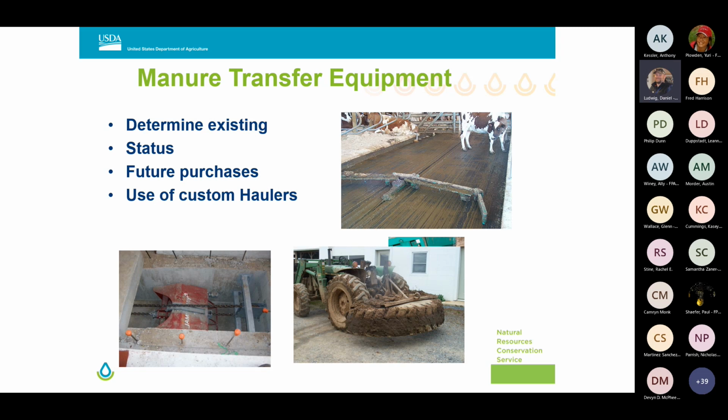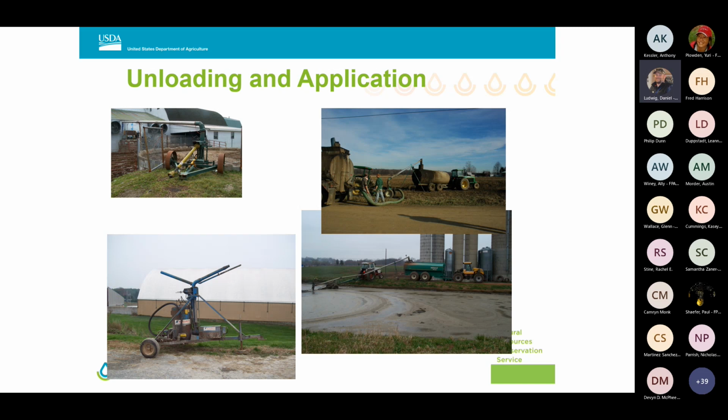Looking at what kind of transfer equipment is out there. Again, determining what they have, what the status of it is, and do they have the resources available for those future purchases? Or, a lot of times if they're doing a daily haul and looking to move to a liquid storage, are they going to need to use a custom hauler to empty their storages and get that manure out on the crops?